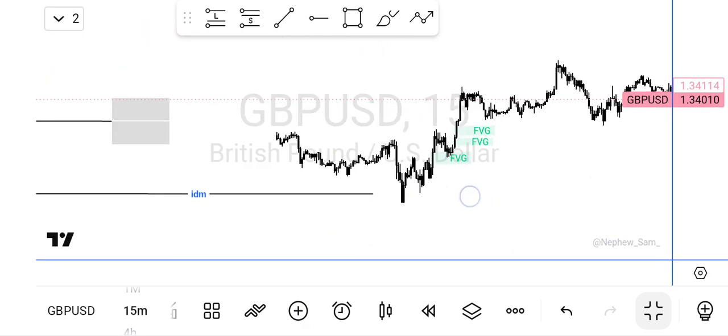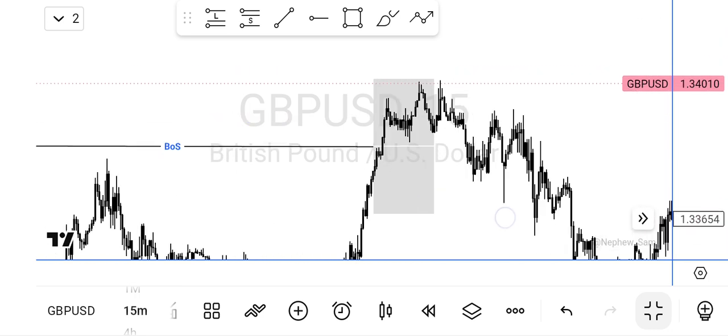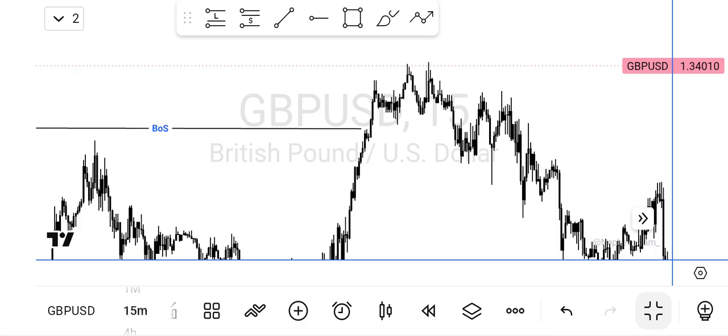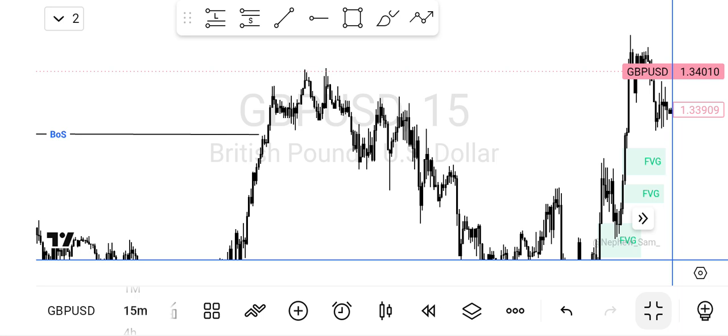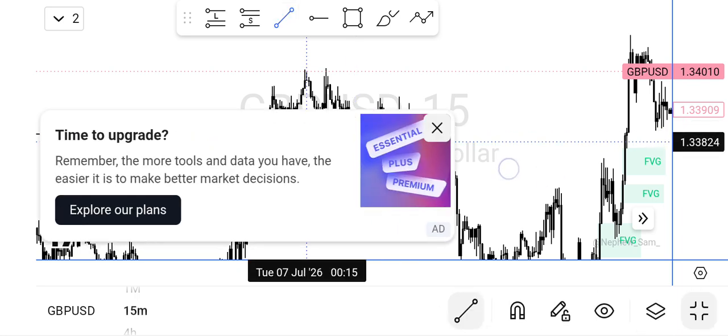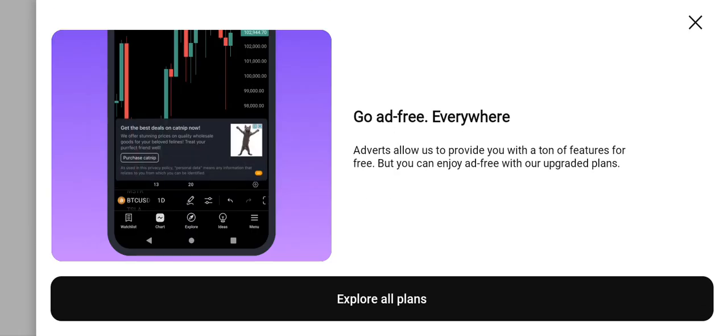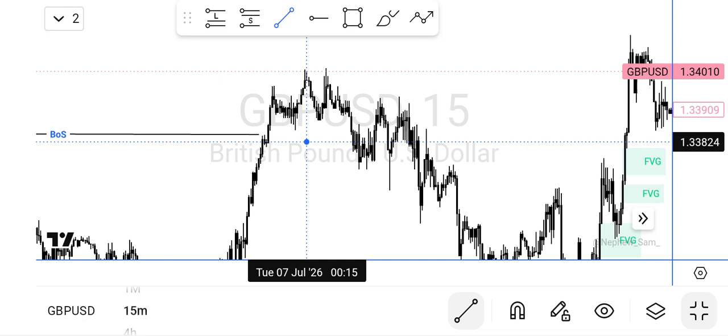On the 15 minutes right here, we know that we have a break of structure. Just like I told you then, whenever we have a break of structure, it's an indication that we should be expecting a retracement and a continuation in the direction of the break of structure. I hope you understand what I just said. Whenever we have a break of structure, it is an indication that price wants to retrace and continue in the direction of the break of structure.